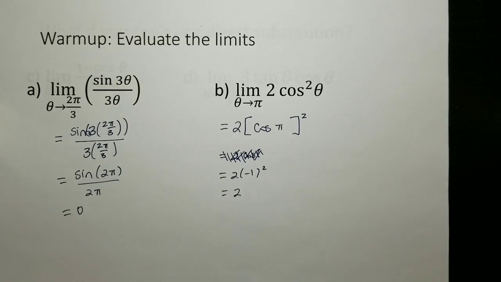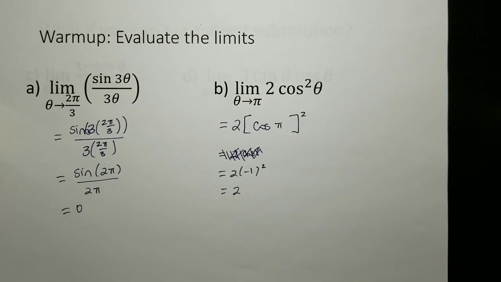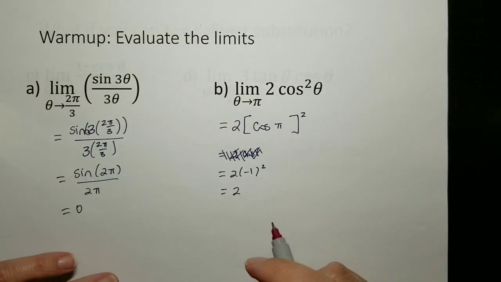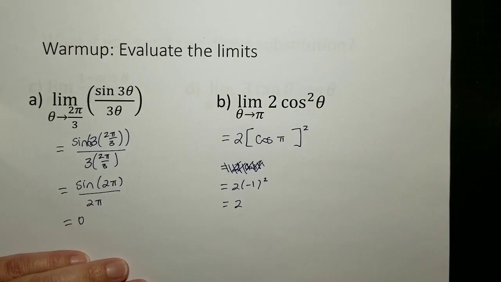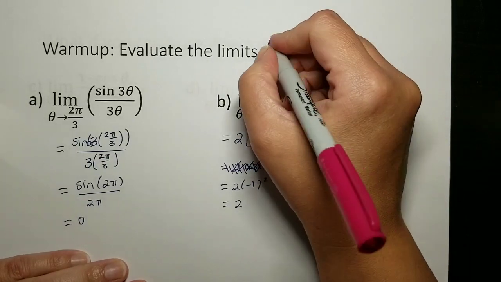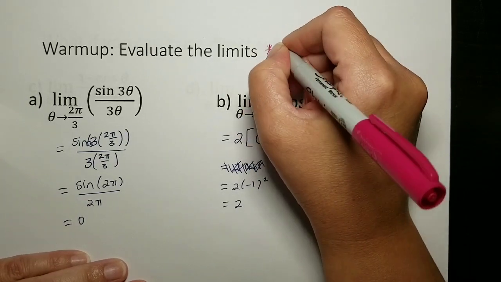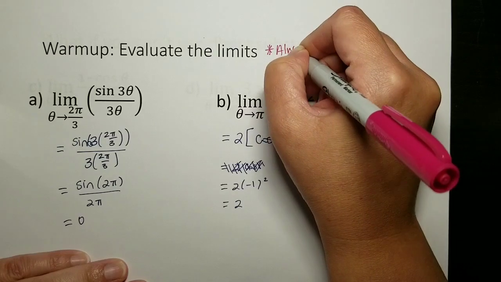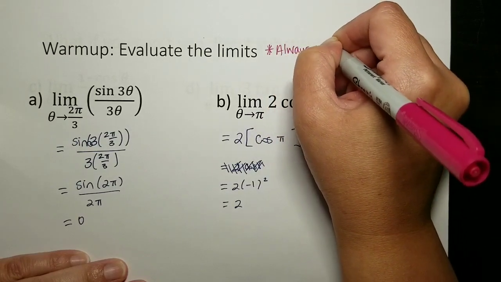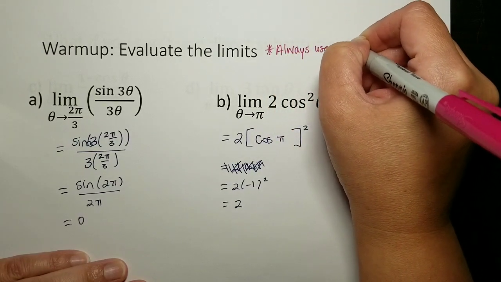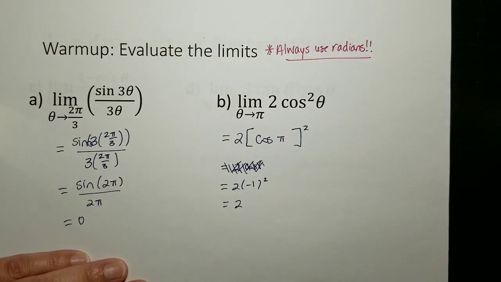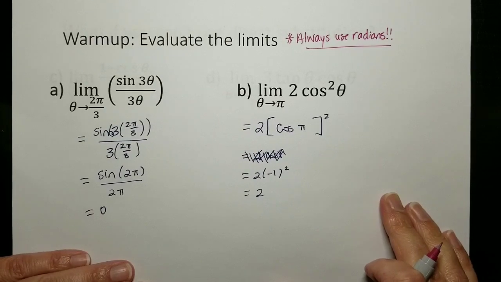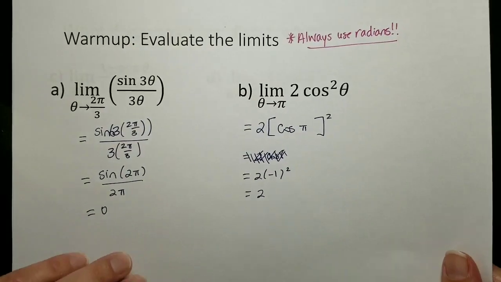An important reminder here is that all of our work in calculus with trigonometry is going to be using radians. We're not going to use degrees at all in calculus. We're always going to use radians, not degrees, when we're working in calculus.